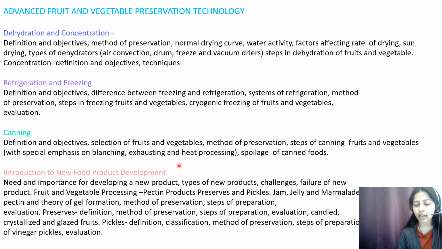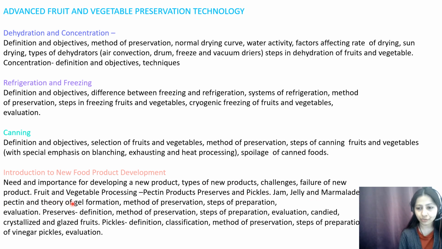Then what are the microorganisms which act like spoilage of canned foods, यहाँ पे दिया हुआ है. Introduction to new food products and developments. So this R&D part is also important. What are the types of new products, what are the challenges, how these challenges are being overcome, what are the failures. Then fruits, pectins, preservation, pickles, jam, jellies, marmalades.